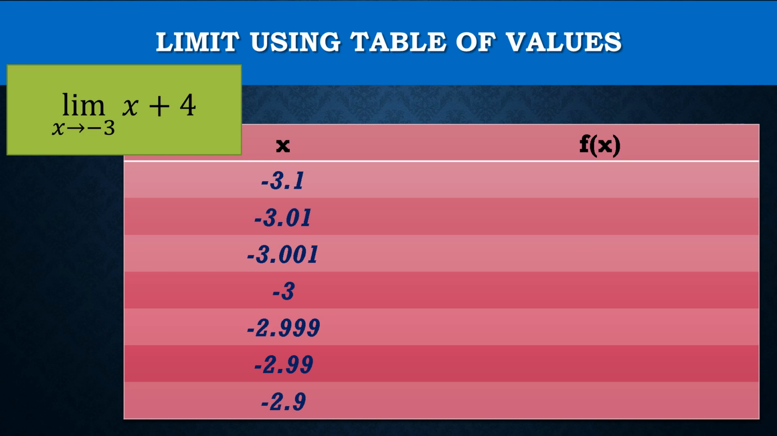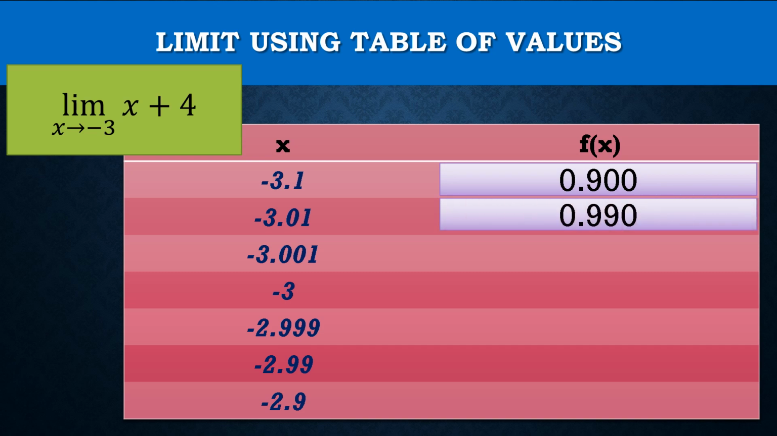By substitution, if x is equal to negative 3.1, then f of x is equal to 0.9001. You can use your calculator to check your f of x. If x is equal to negative 3.01, our f of x becomes 0.990. If x is negative 3.001, f of x is 0.999.